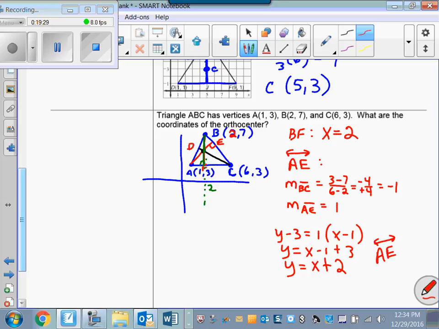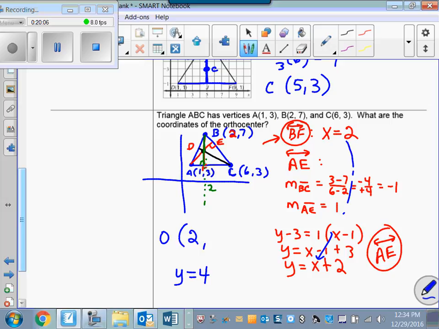Okay, so I've got BF, I've got AE. So now to find their point of intersection, I'm going to set them equal to each other. Well, I know that x equals 2, right? X equals 2 from right here. So I'm just going to plug that right into here. So y is going to be 2 plus 2, which is 4. So if x is 2 and y is 4, that means my orthocenter, which we'll call O, is at 2, 4.